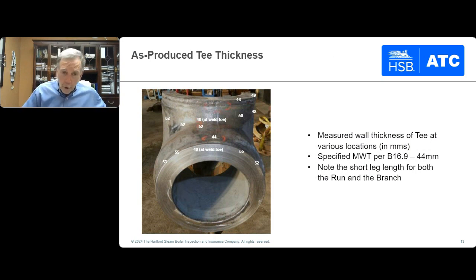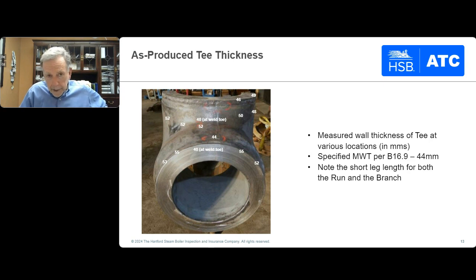We looked at the wall thickness, and of course, there's at least one interpretation of the rules of B16.9 that you can determine what the minimum thickness for the T should be based on a simple cylinder. On that basis, if you look at the design conditions, that would indicate a minimum wall thickness for the T of 44 millimeters.